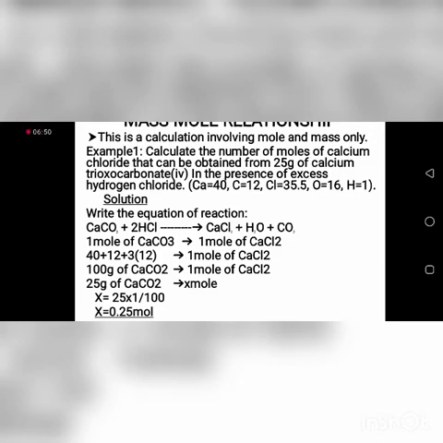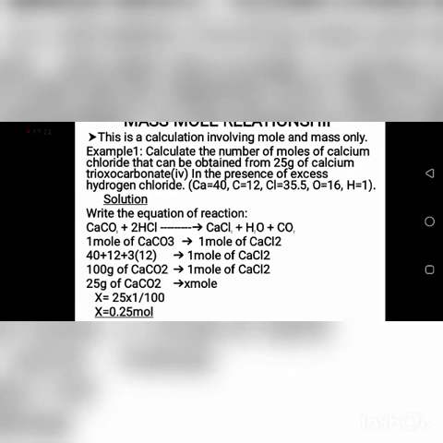Calculate the number of moles of calcium chloride that can be obtained from 25 grams of calcium carbonate in the presence of excess hydrogen chloride. You will be given the molar mass number of each of the atoms: calcium 40, carbon 12, chlorine 35.5, oxygen 16, hydrogen 1. This is constant, and we are going to be supplied with these. So let's see the solution.